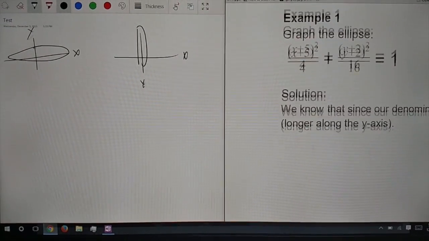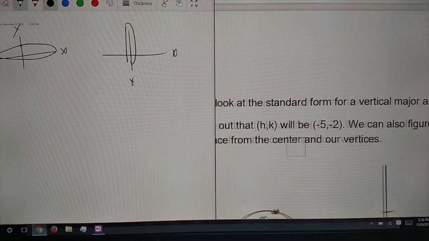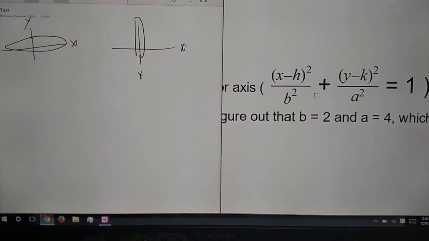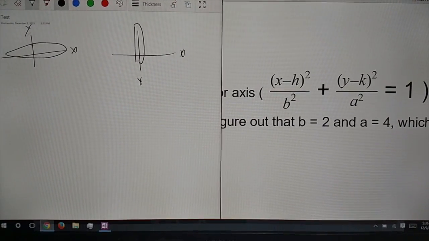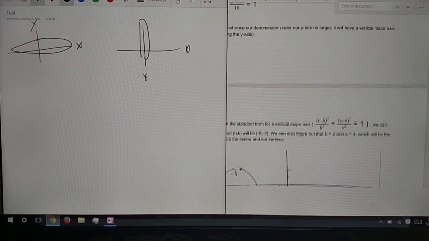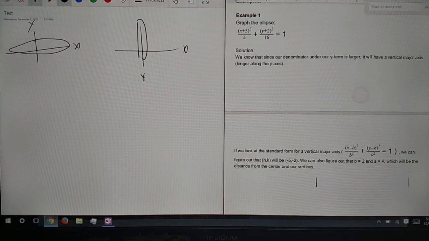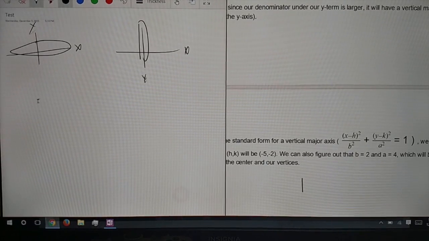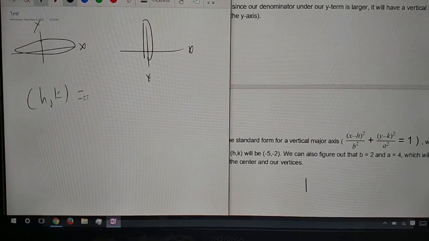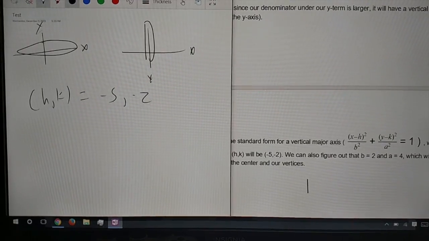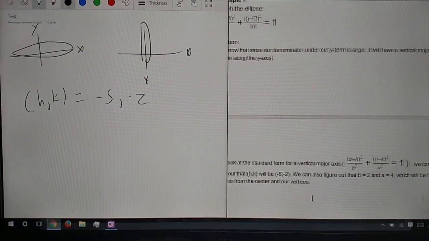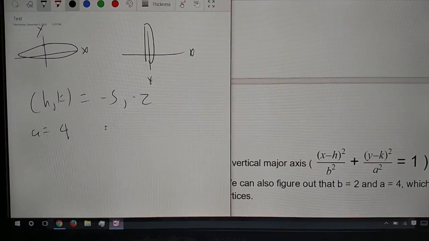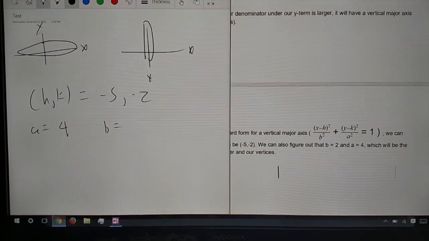Now let's look at the standard form of an ellipse. Our equation is (x minus h) squared over b squared plus (y minus k) squared over a squared. If we go back to our original, we know that our center, (h, k), is going to be (-5, -2). And the distance to our vertices is going to be 4 and 2. I think I got it right.